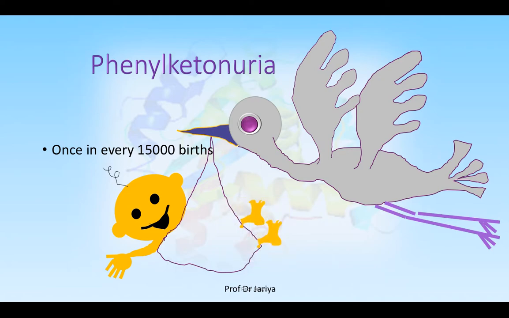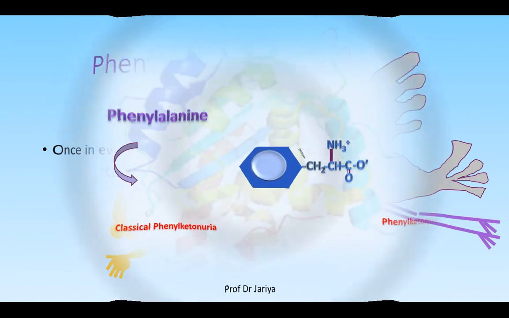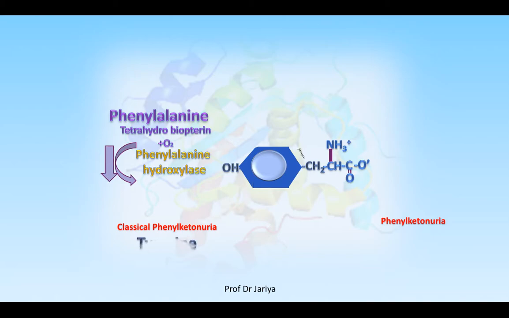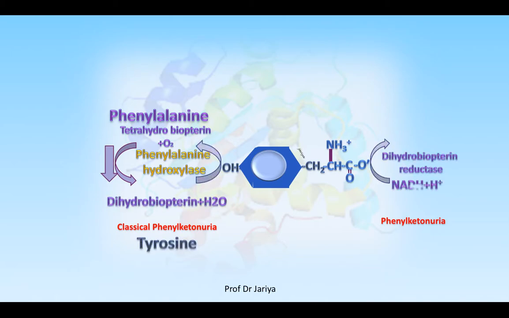PKU is an inborn error of metabolism. The clinical manifestations of elevated phenylalanine do not appear until 2 to 3 days after birth. Phenylalanine is hydroxylated to form tyrosine by a mixed function oxidase, phenylalanine hydroxylase, which requires molecular oxygen and tetrahydrobiopterin, which is converted into dihydrobiopterin. If either PAH is deficient or tetrahydrobiopterin is not formed, this reaction will not take place and tyrosine will not form.